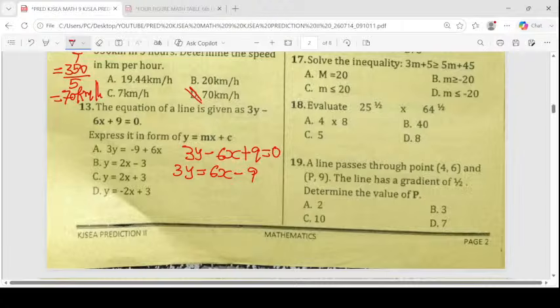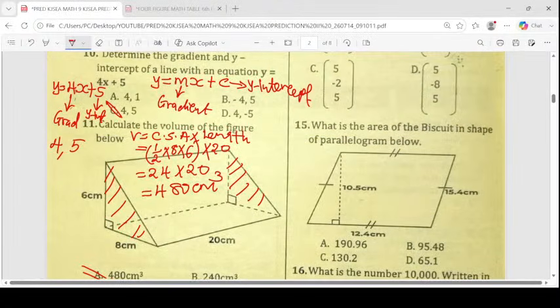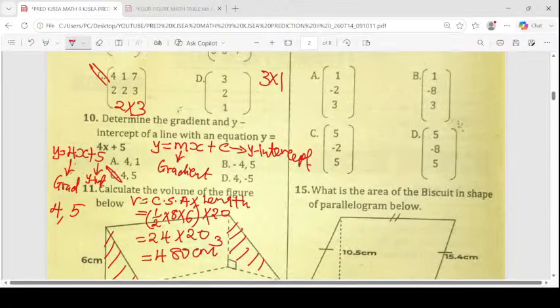I want to remain with y here. What do I have to do? I have to divide each element by 3. I divide here by 3. I divide here by 3. I also divide here by 3. 3 and 3 go, so I'll be having y is equal to 6x divided by 3. This will be now 2x minus 9 divided by 3, 3. So the answer is y is equal to 2x minus 3, which is exactly choice B for boy for question number 13. Choice B for boy. This is a very, very standard paper.